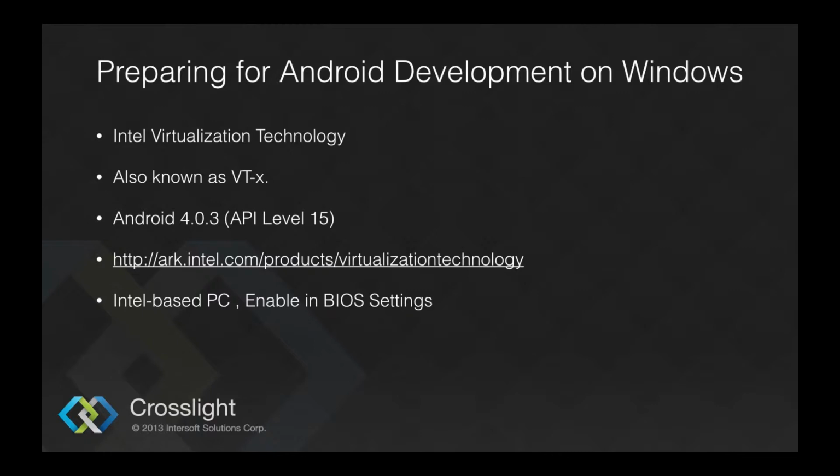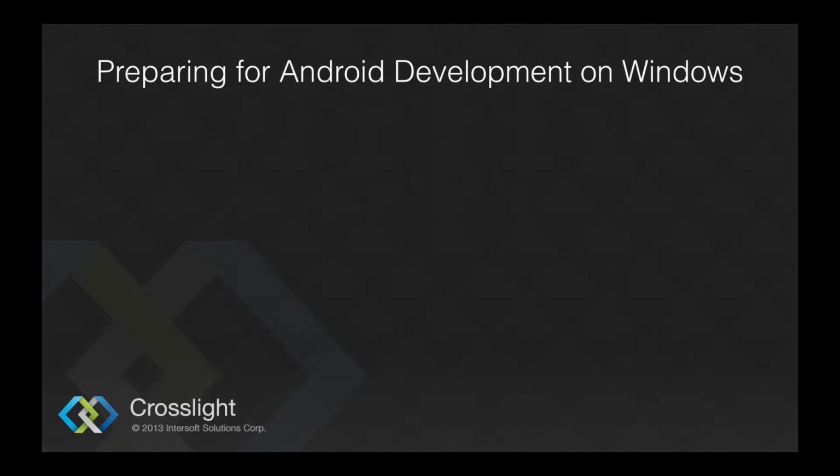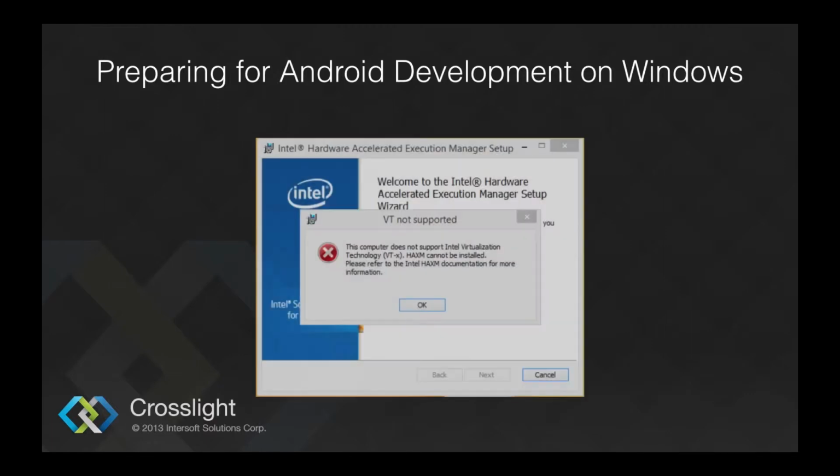If you are using an Intel-based PC, you should be able to take advantage of the VTX technology. However, you will need to go to your motherboard BIOS settings and enable Intel virtualization technology, or sometimes written as VTX support. The Android developers documentation outlines the virtual machine acceleration feature in great detail. You can find the article at the following site. If you are trying to install the Intel Hardware Accelerated Execution Manager but get an error saying that VTX is not supported, perhaps you haven't enabled the feature in your BIOS settings yet.